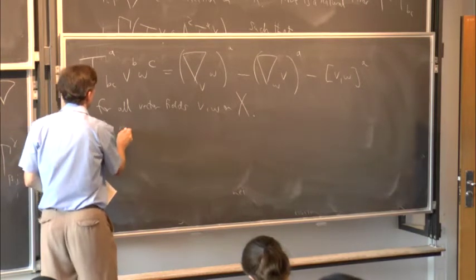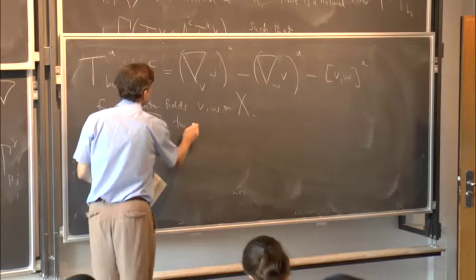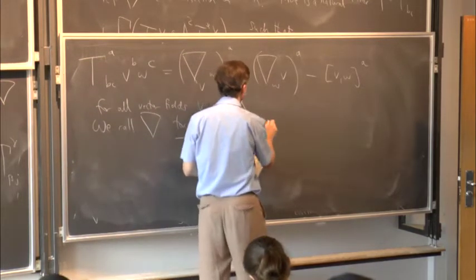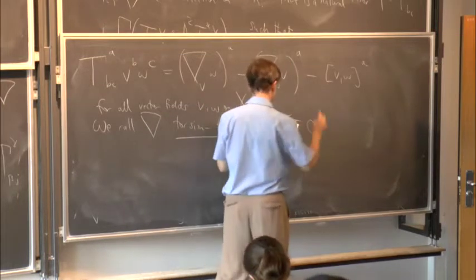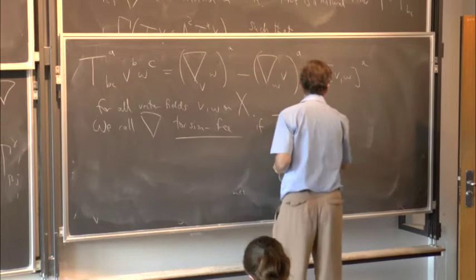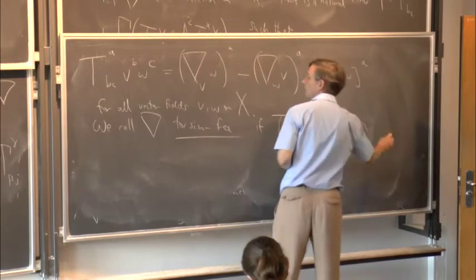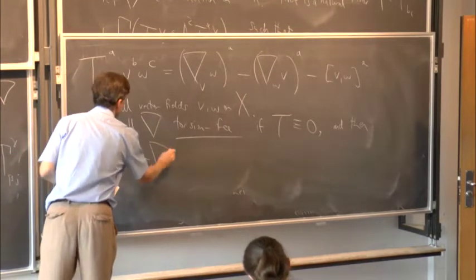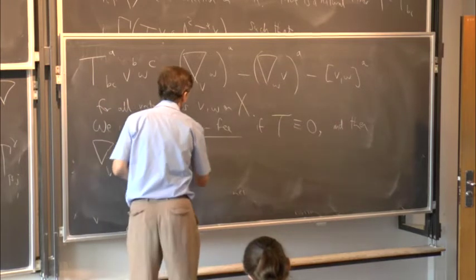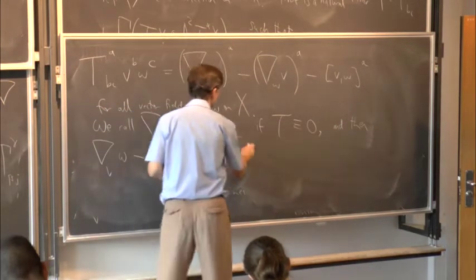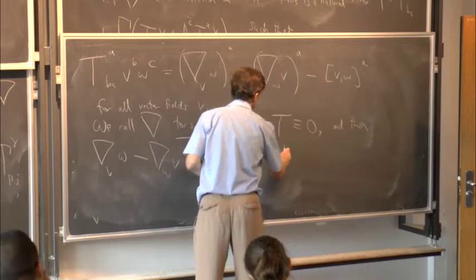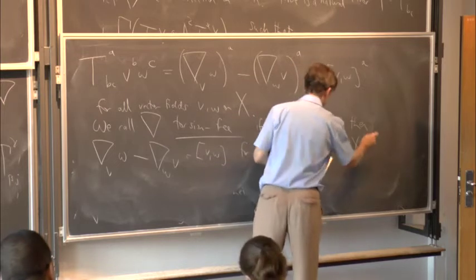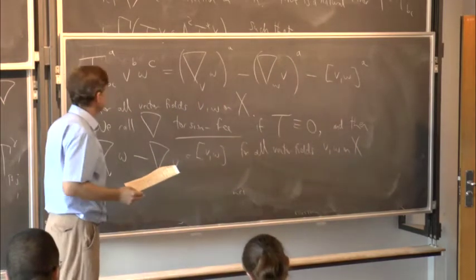And we call nabla torsion free if the torsion T is 0. And then for torsion free connections we have that nabla_V of W minus nabla_W of V is the Lie bracket [V, W] for all vector fields V and W on X.